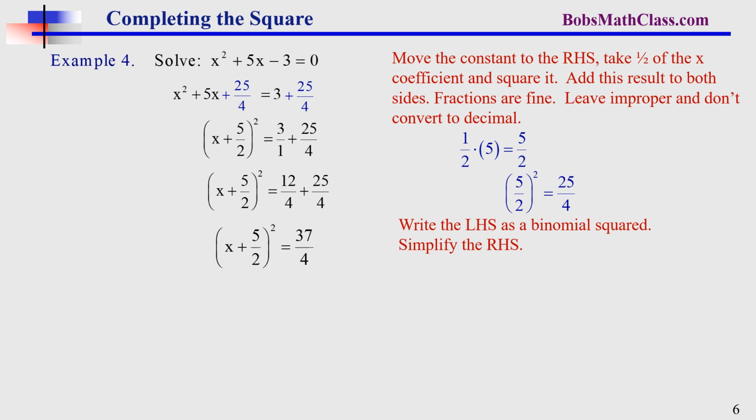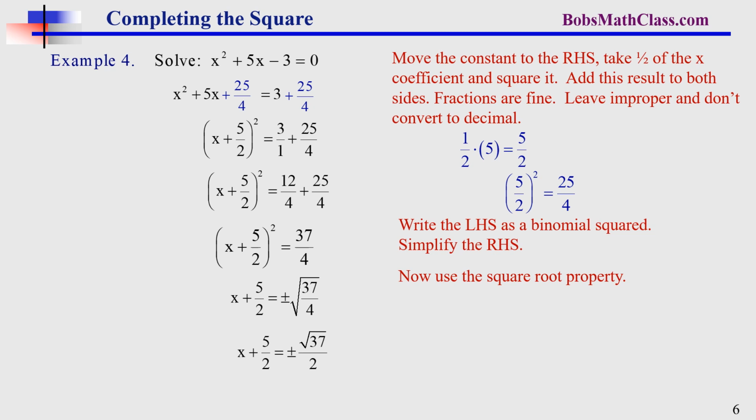And now we could use the square root property. Get rid of the square on the left-hand side, put the square root on the right-hand side, and don't forget the plus and minus. There we go. We got rid of the square on the left-hand side, we put the square root on the right-hand side, and we didn't forget the plus and minus. Okay, so now some simplifying there. It's the square root of 37 over the square root of 4. We can simplify square root of 4 to 2.